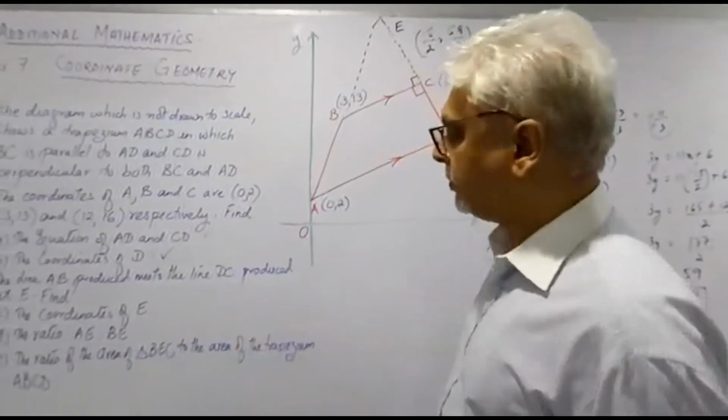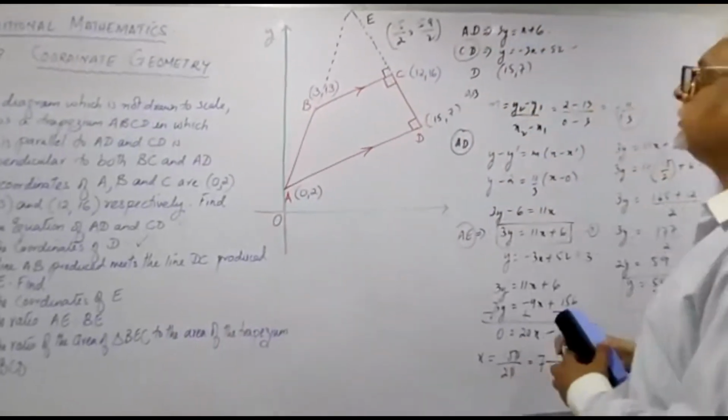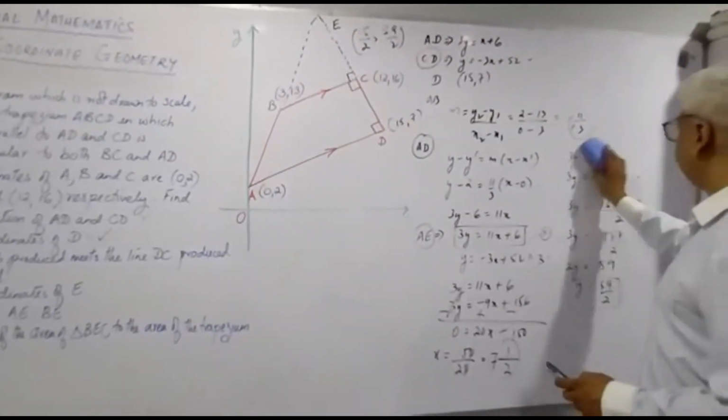Now you need to find the ratio of AE and BE. AE and BE, the ratio. So for this we will apply the distance formula. Let me just erase this quickly.